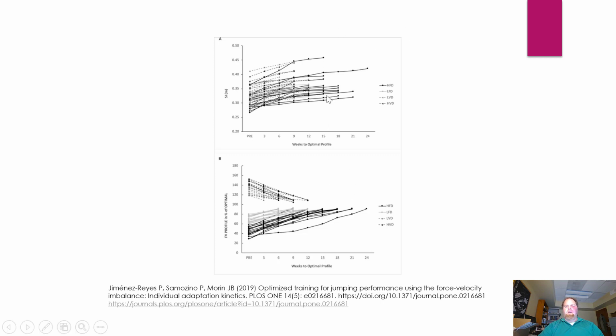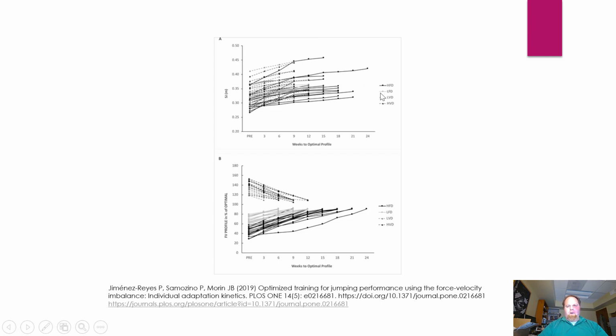Now, these two plots are called spaghetti plots. They're called spaghetti plots because they have everybody's information on it. With this program, we see that there's a different number of weeks to optimal profile. What does that mean? Well, they all trained until they got to optimal. For some people, with the neural adaptations, it seemed to be a lot quicker. For the people that needed force, it seemed to take a while longer.